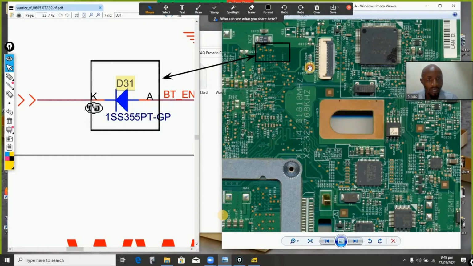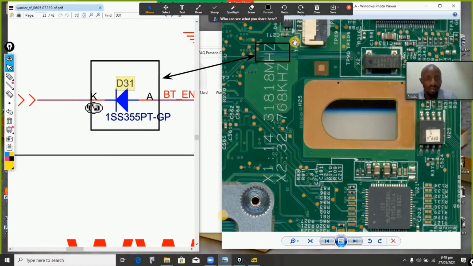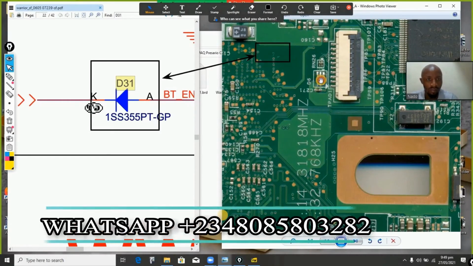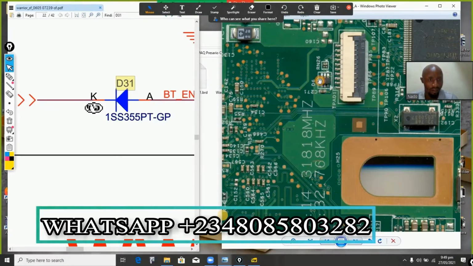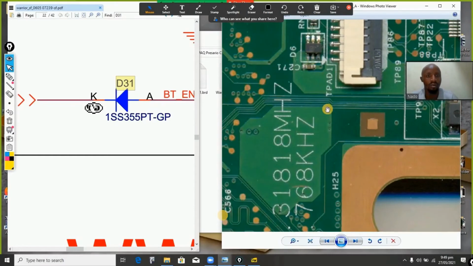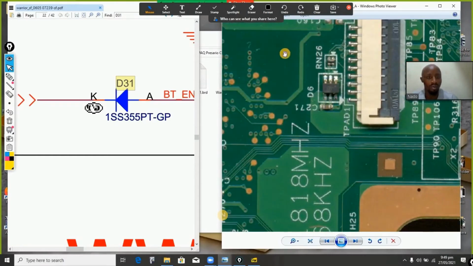Look at this diode here. This is D6. So I like this one. This one has 6 legs. So I believe you guys will understand now. This is more. This is 6 legs. And we said diode has just 2 legs. So let's count: 1, 2, 3, 4, 5, and 6.